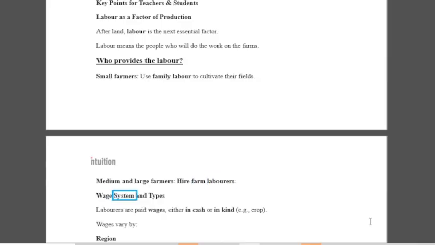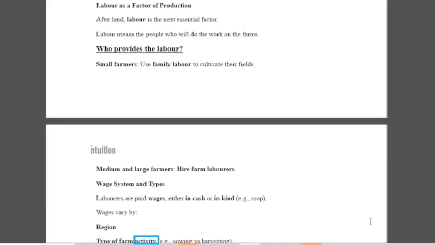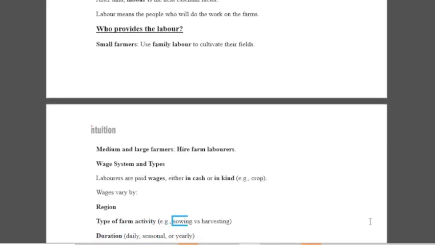Wage system and types: laborers are paid wages either in cash or in kind, e.g., crop. Wages vary by region and type of farm activity, e.g., sowing versus harvesting. Duration can be daily, seasonal, or yearly.